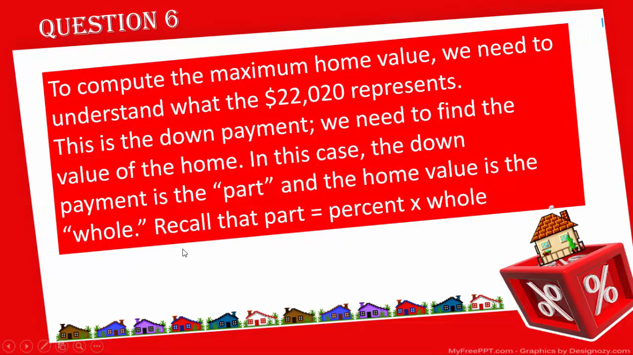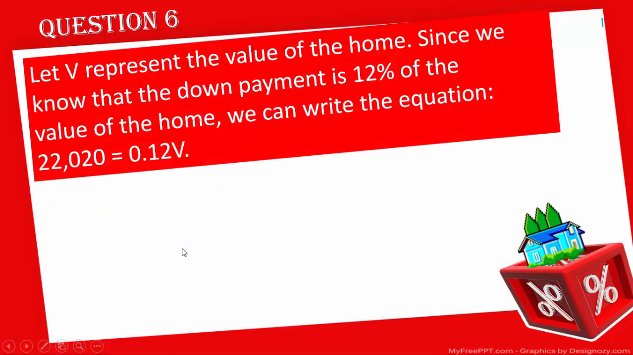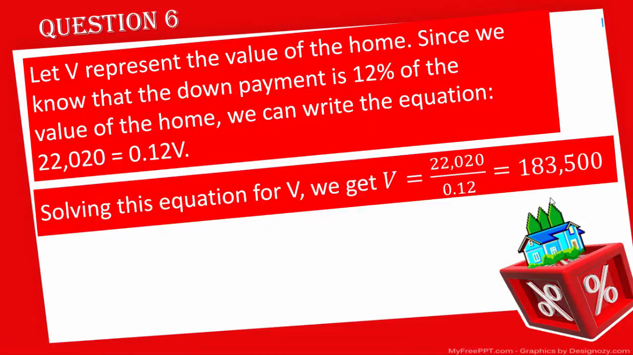So now coming back to the PowerPoint, we find that, just like I did on the whiteboard, the maximum value of a home that I could purchase with the money that I've set aside for a down payment is a $183,500 home, a condo or a house or whatever that we're going to buy.